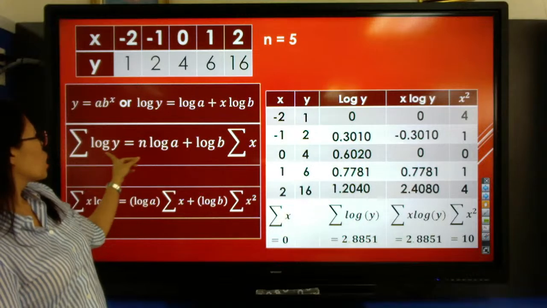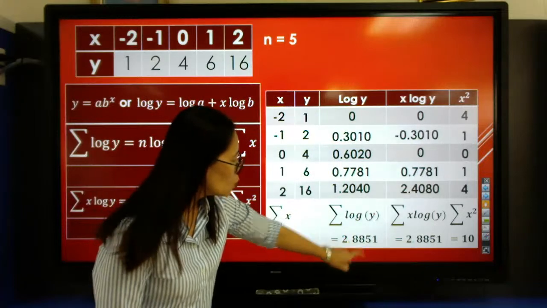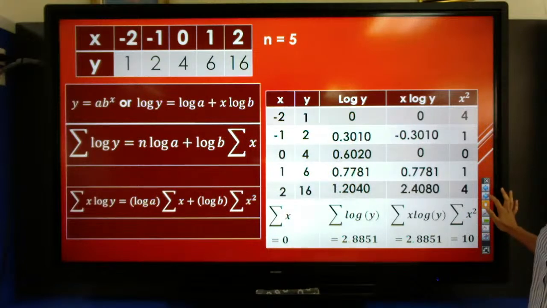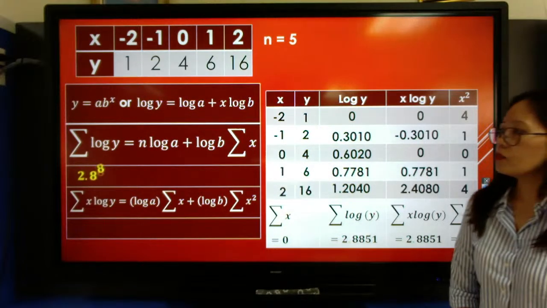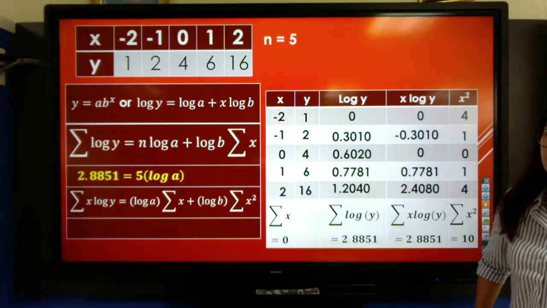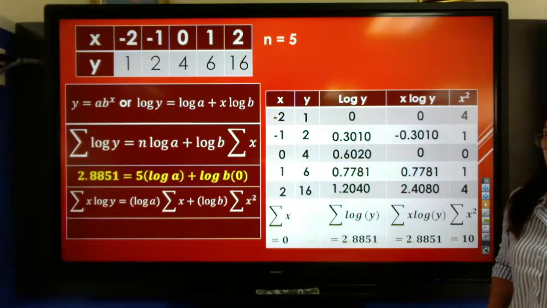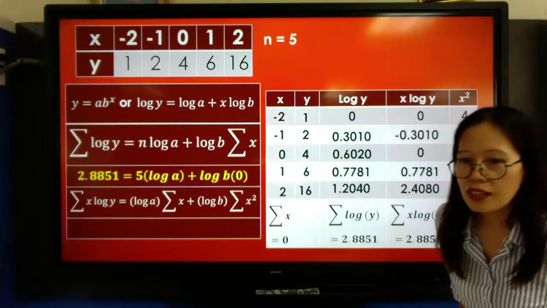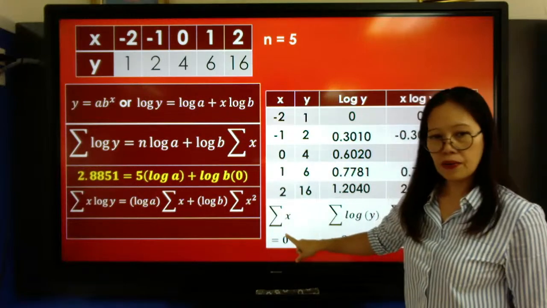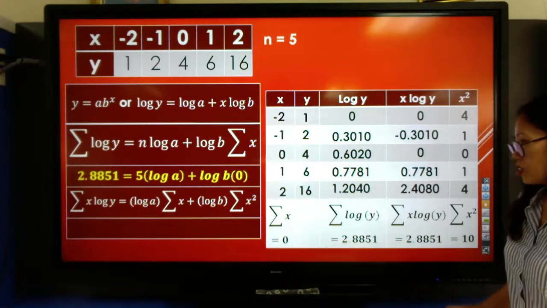So the summation of the logarithm of y is 2.8851. So all we need to do is put in there 2.8851 equals 5 times the logarithm of A plus the logarithm of B times 0. Why 0? Because the summation of x is 0. If we have 0 there, then it will be easy for us to solve.